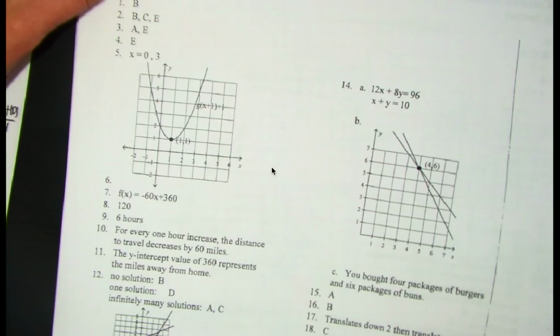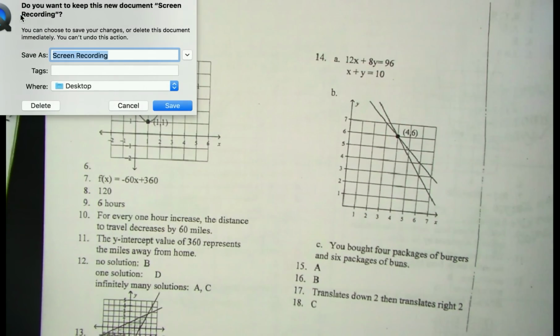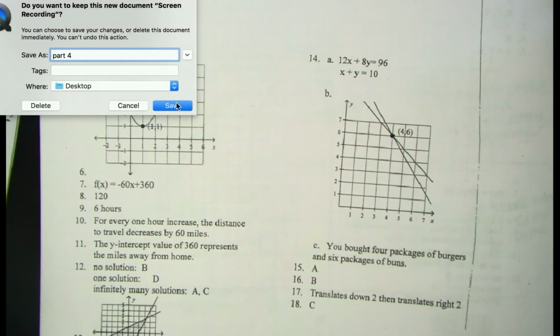And that concludes our practice test. Make sure that you are practicing these problems again and again so that you can do well on your test. Good luck.